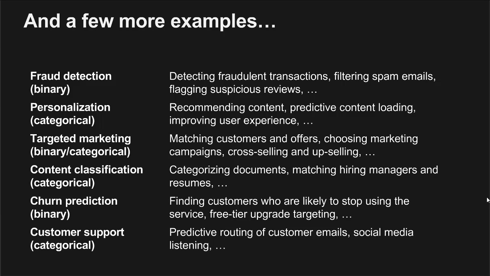There's also personalization, which is if you have a set of data on a user and you want to recommend the best content for them, this is a categorical problem where you can say which category of content will work out best for the user. And this is another place where Amazon machine learning can be used.